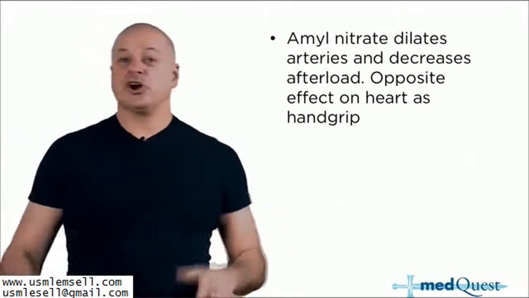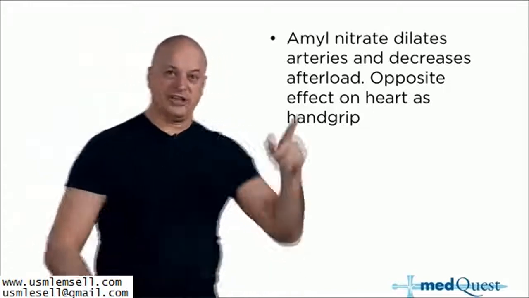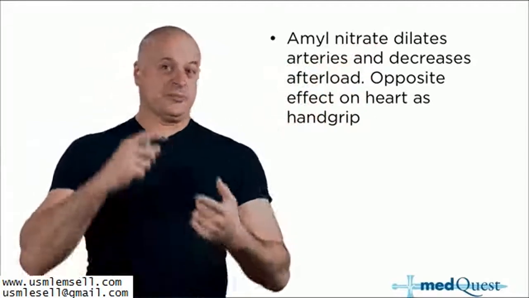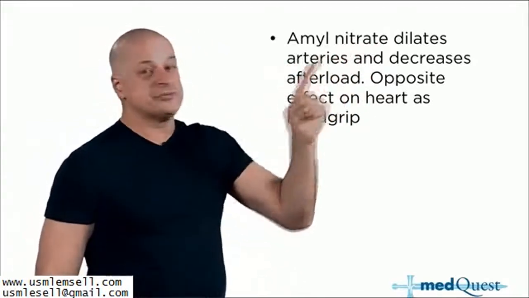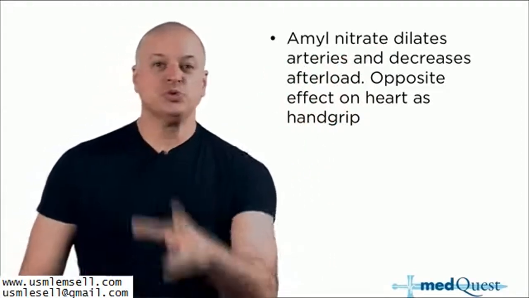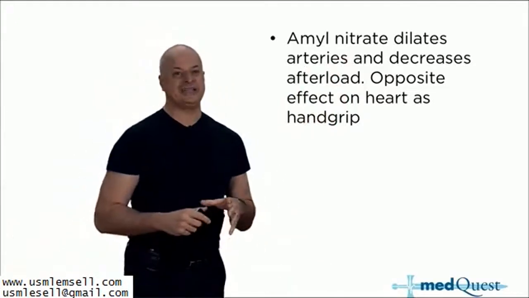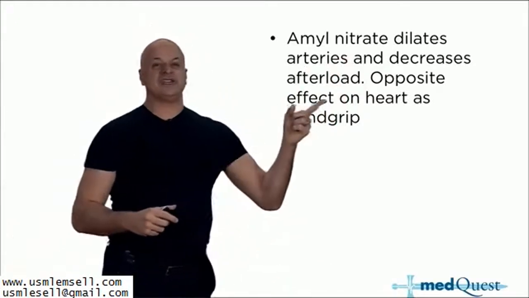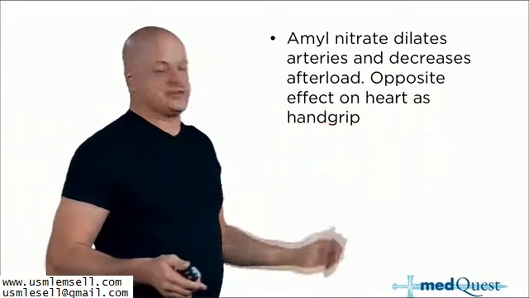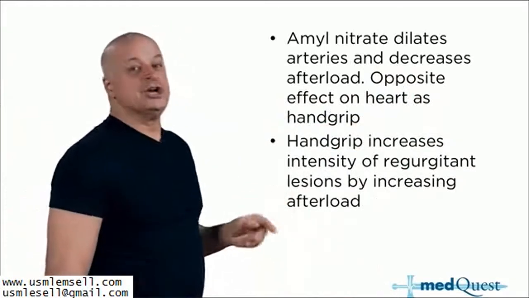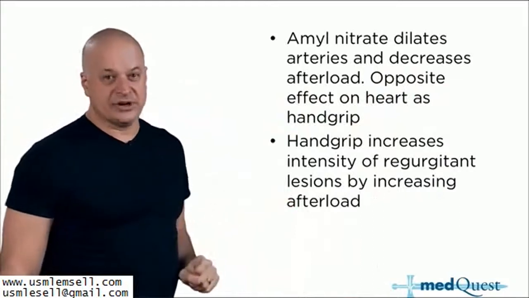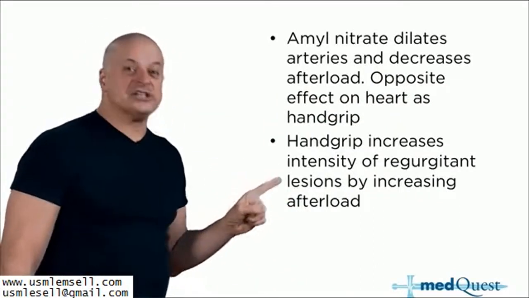Now, amyl nitrate is an arteriolar dilator. It's a smooth muscle dilator. Nitrates are smooth muscle dilators. That's why we use them in coronary disease. That's why we can use them in Prinzmetal's angina. That's why we use them in Raynaud's sometimes. That's why we use it in esophageal spasm, because nitrates are a smooth muscle dilator. And when you do a smooth muscle dilation, it simply dilates the vessels. It increases the size of those vessels, therefore decreasing afterload. It's like giving an ACE inhibitor. So since it decreases afterload, regurgitant lesions diminish with amyl nitrate, and regurgitant lesions increase with hand grip.